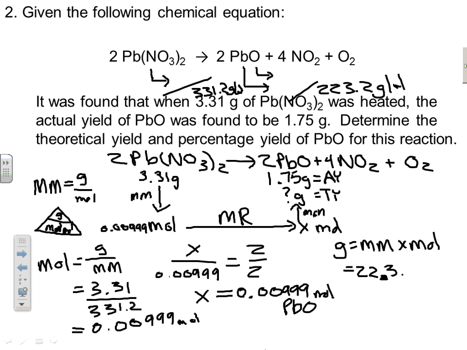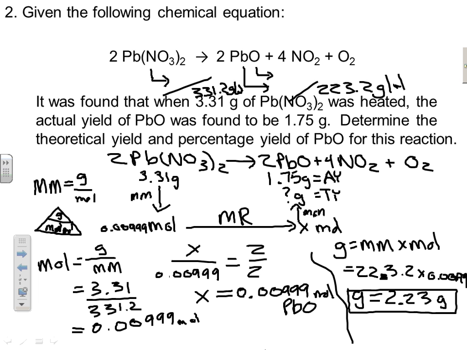My erasing doesn't work here. I'll scribble out the decimal. 223.2 times 0.00999, and I apologize for rolling right off the page there. And how many grams is that? Should be 2.2 something. 2.23 grams. Okay, there we have it right there. That is our theoretical yield.